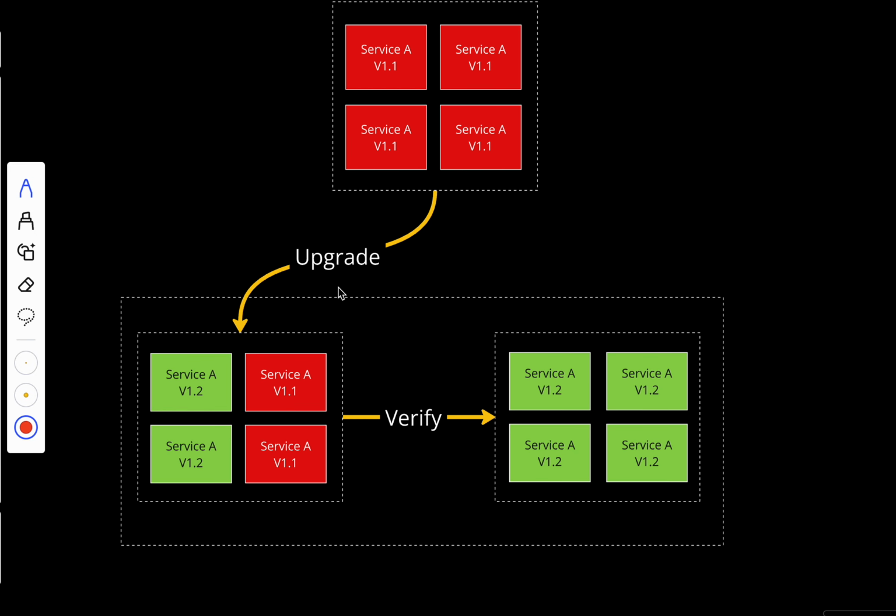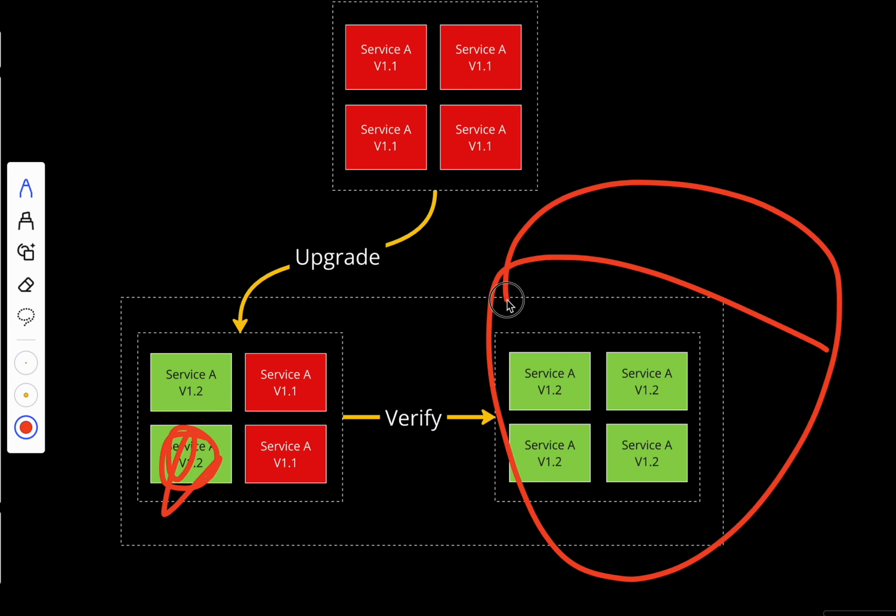Start with a small percentage of users receiving the new version. For example, here we have 50%, but let's assume this is the old version, and we have 25% using service V1.2. After that, we monitor the performance and gather feedback. If the new version performs well, we increase the rollout percentage, and eventually we will move all users to the new version. And this is how it works.